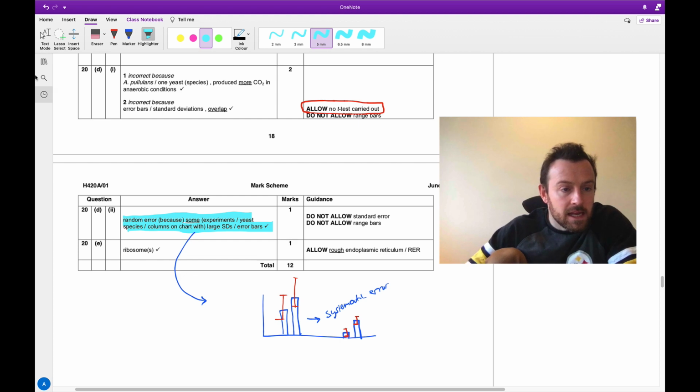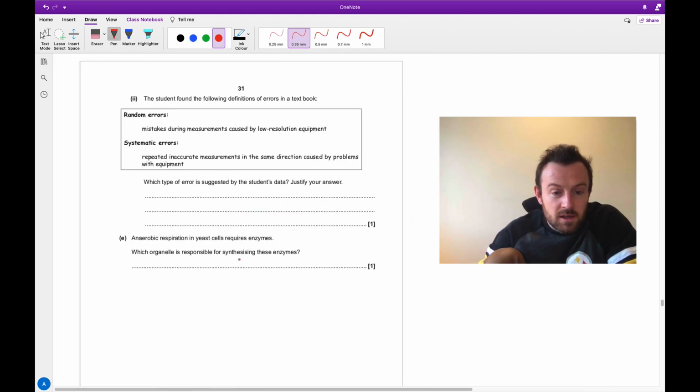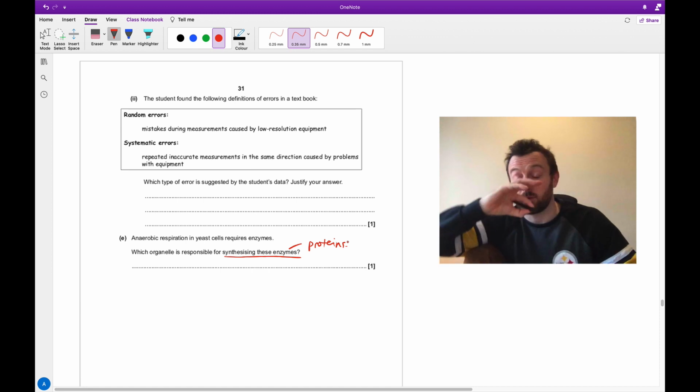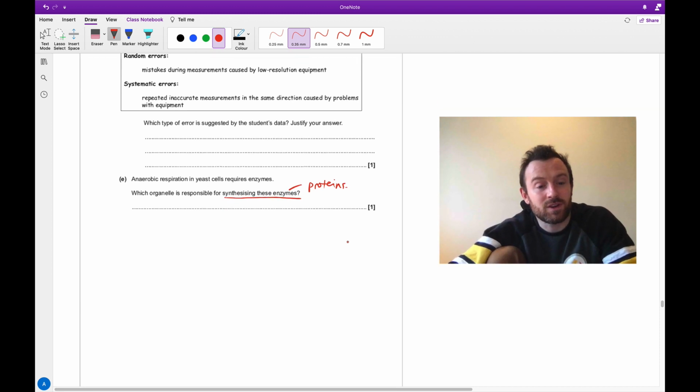Finally, we can see 20E here, and the answer given to us in the mark scheme is ribosomes. Yeah, synthesizing these enzymes. Remember, enzymes are proteins, so it's the ribosomes where all protein synthesis occurs. Okay, moving on to question 21.